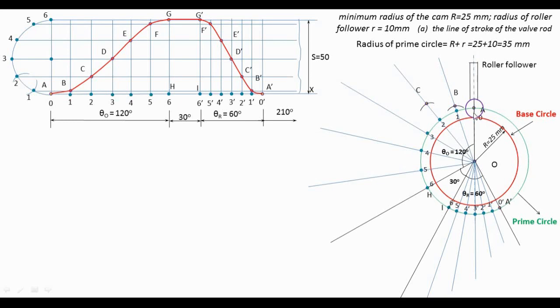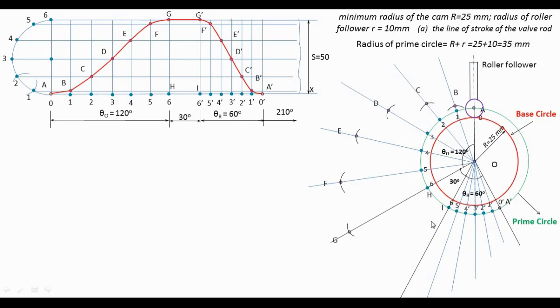and you need to put the needle of the compass on the prime circle. Remember that, because in the previous video we solved the problem of the knife edge follower. In case of a knife edge follower, there will not be any prime circle, but in case of a roller follower, every time we need to transfer the distance from the circumference of the prime circle. So similarly 3 to D, this is the distance 3 to D. Take a distance of 4 to E, put the needle here, this is 4 to E. Similarly 5 to F, this is 5 to F, and 6 to G, this is 6 to G.